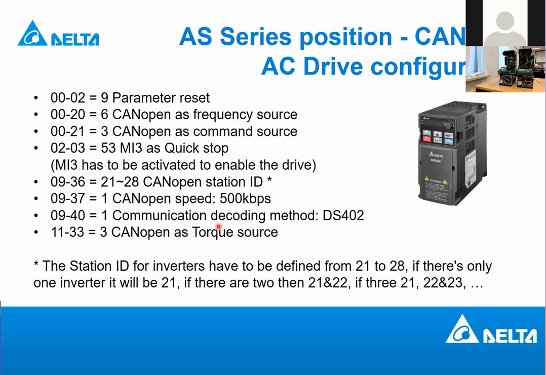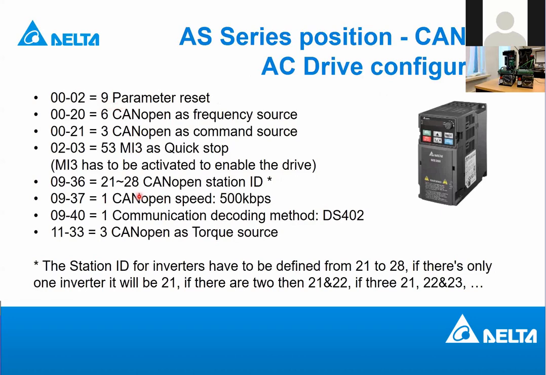So the next step now, we're going to configure the other slave. That is the inverter. For the inverter, first of all, let's also reset the parameters of the inverter. To do that, we'll go to parameter 0002, we set it to 9. So it resets all the parameters to factory default setting.